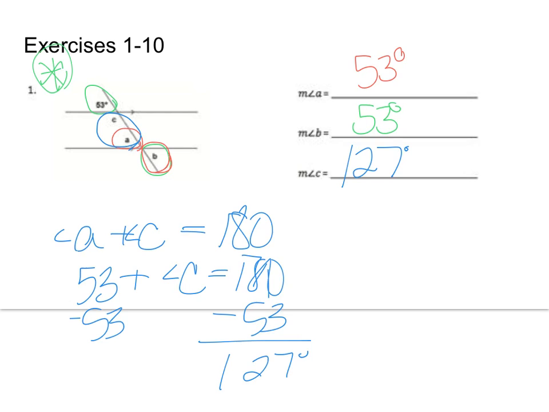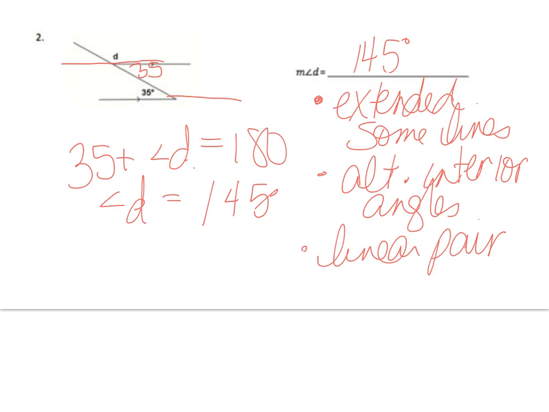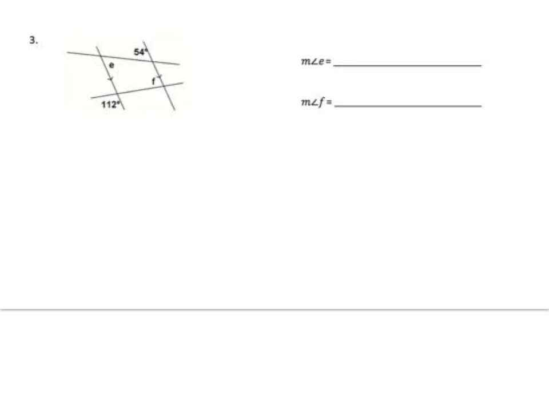I'm going to add one more thing. We really need to give reasons for our solutions, so hold on a second. Okay, there we go. I have vertical angles, alternate exterior angles, and consecutive interior angles. Go ahead and push pause and try this one on your own. There you go, and there are my reasons. Push pause and go ahead and check them out. Okay, next, go ahead and push pause.